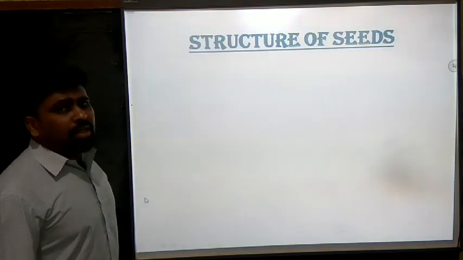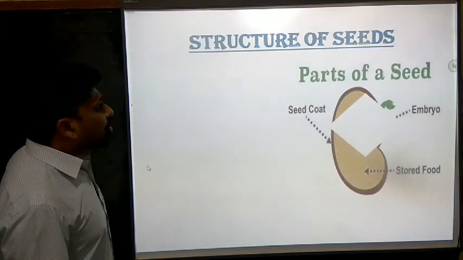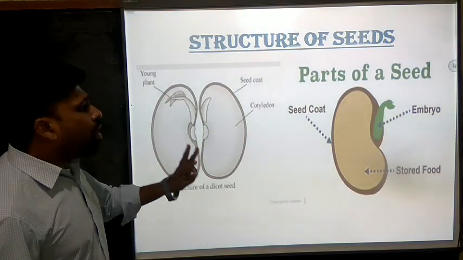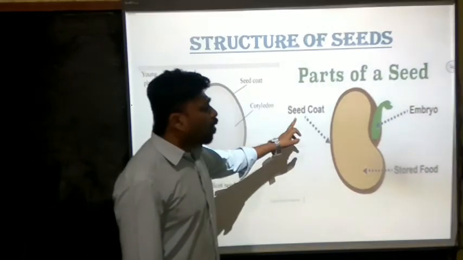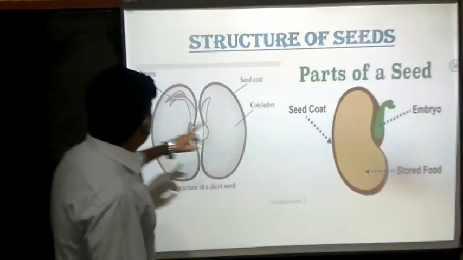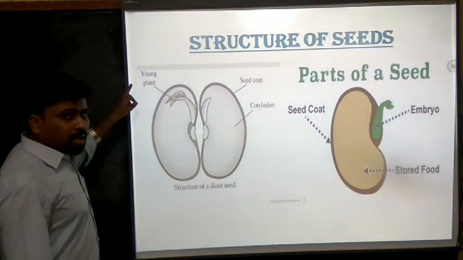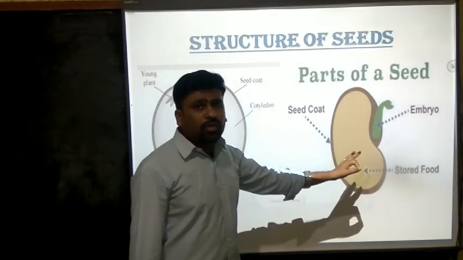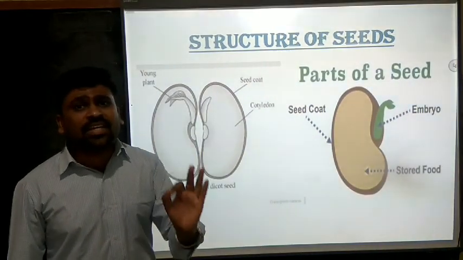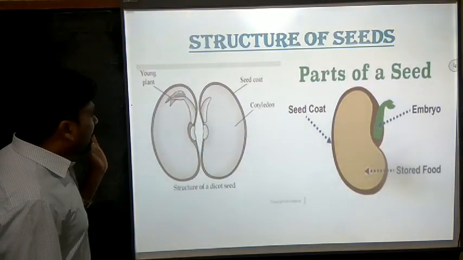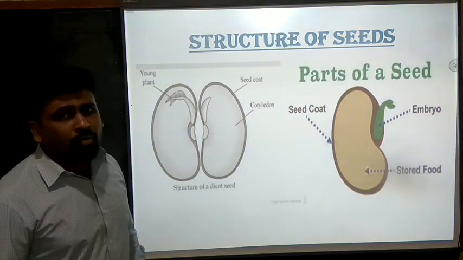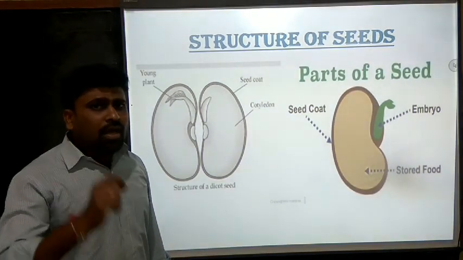In the previous class, we also discussed the structure of seeds. There are 3 important parts present in the seed. One is the seed coat. Another is the embryo, which is also called the young plant. And the third one is stored food, which is called cotyledon, or seed leaves. I also gave homework to draw the parts of a seed. Draw a neat labelled diagram of a seed. Up to this we discussed in the previous class.